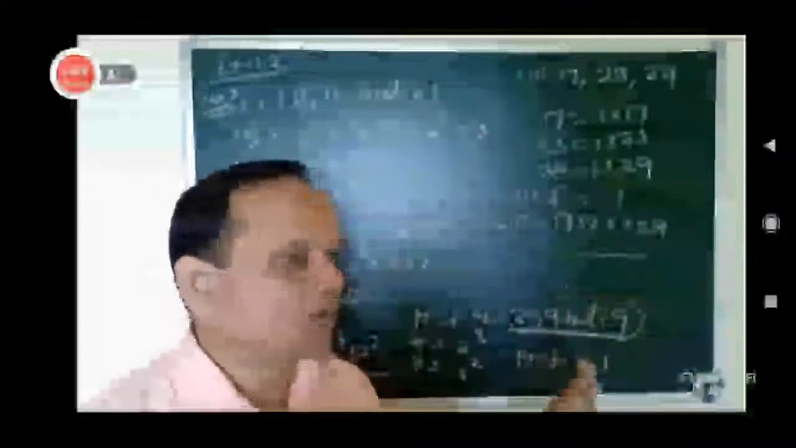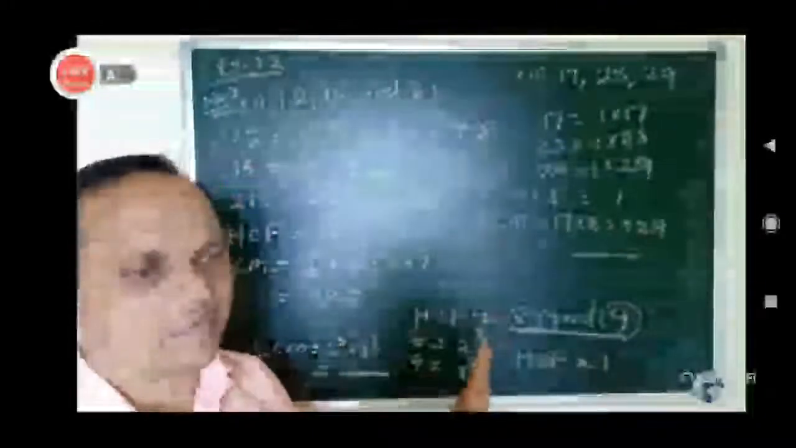What is the difference between prime numbers and co-prime numbers? Prime numbers means all are prime numbers, but co-prime means these two numbers are not prime numbers, they are composite numbers, but they do not have any common factors between themselves. They are called co-prime numbers. So if two numbers are co-prime, then HCF equals 1 and LCM equals the product of the two numbers.